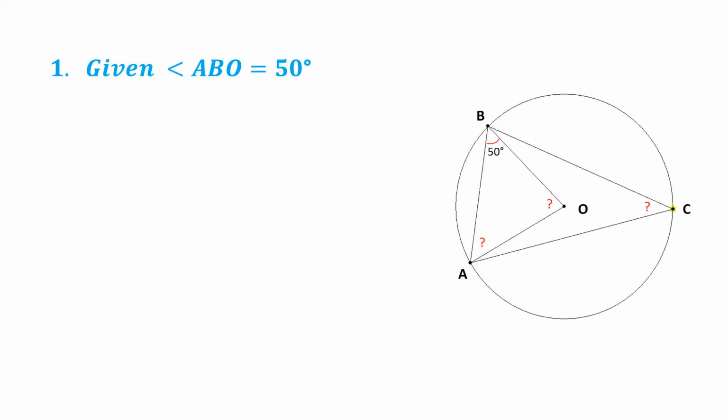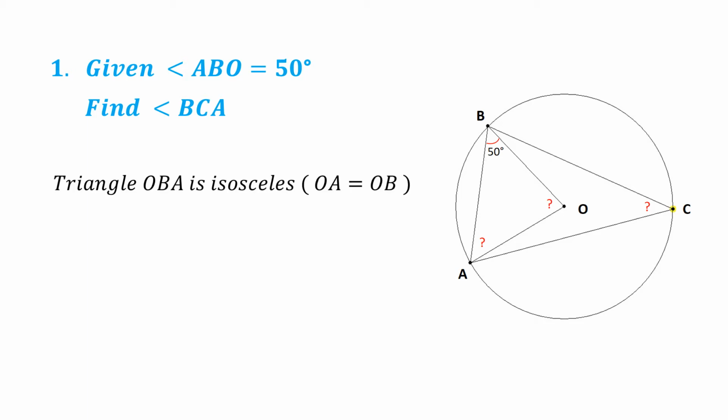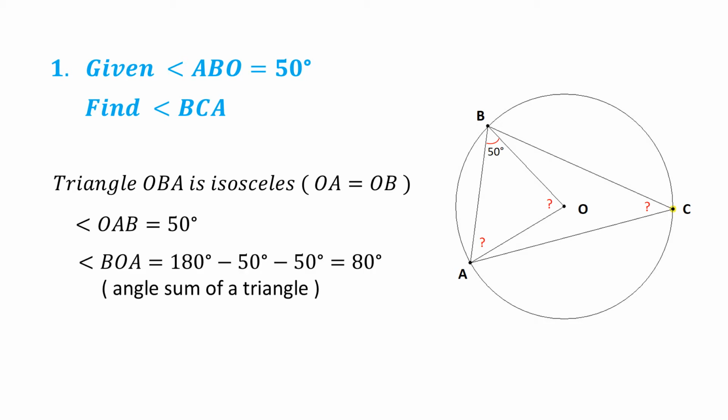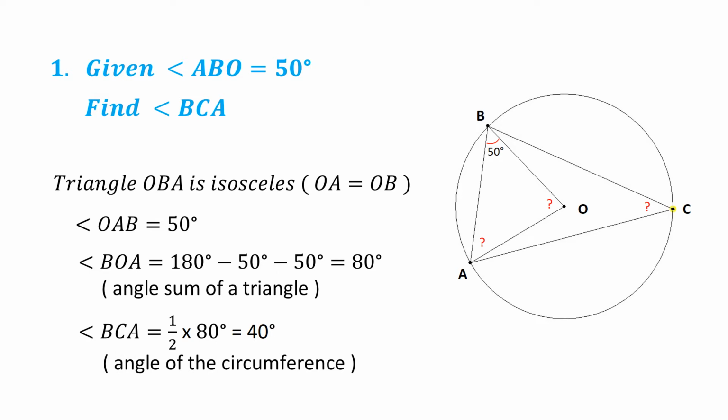Number 1. Given angle ABO equal 50 degree. Find angle BCA. Triangle OBA is isosceles, so OA equal OB. Angle OAB equal 50 degree. Angle BOA equal 80 degree. Angle BCA equal 40 degree.